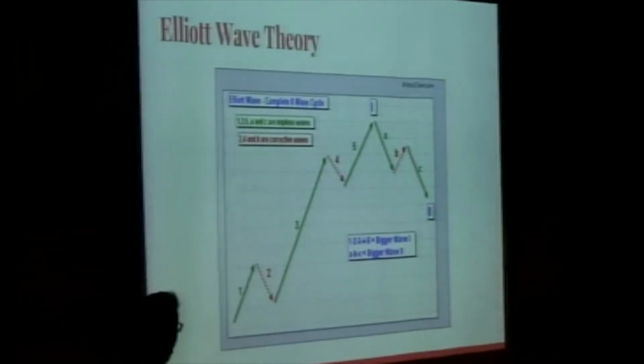So 1, 2, 3, 4, and 5 are part of wave 1, and A, B, and C are part of wave 2. 2, 4, and B are corrective waves, and then 1, 3, 5, A, and C are impulse waves. So as you can see, this trend here, it's got 5, 3, for a total of 8, all Fibonacci numbers.